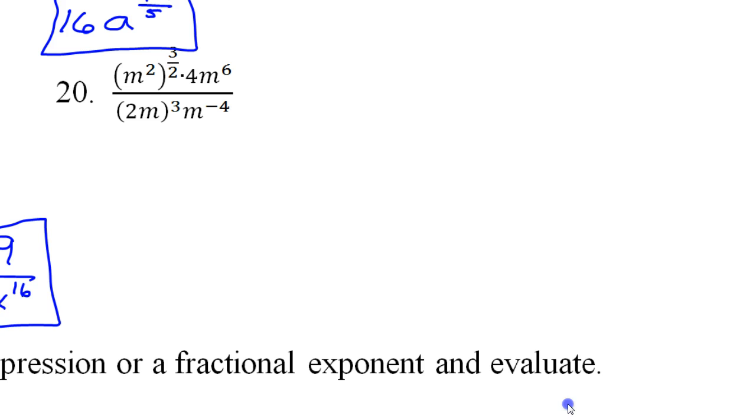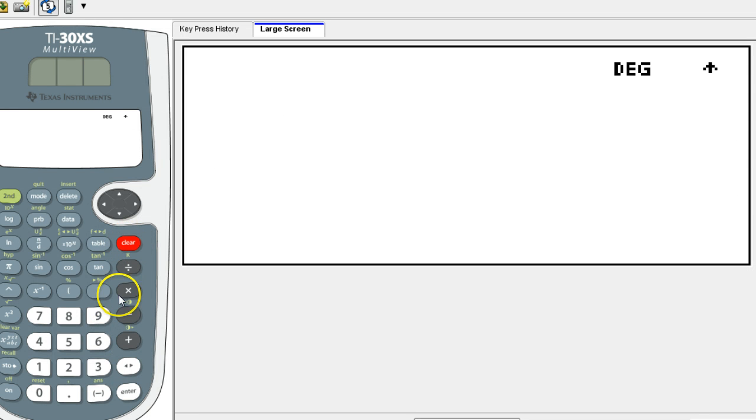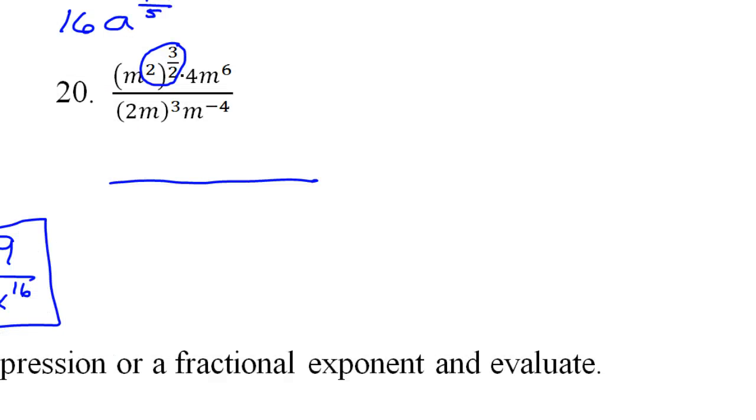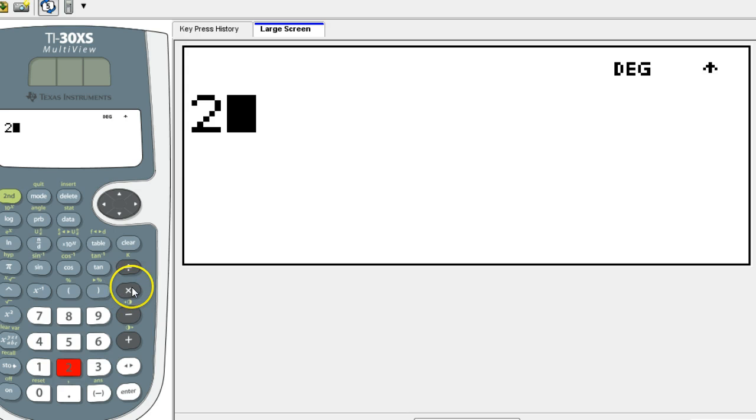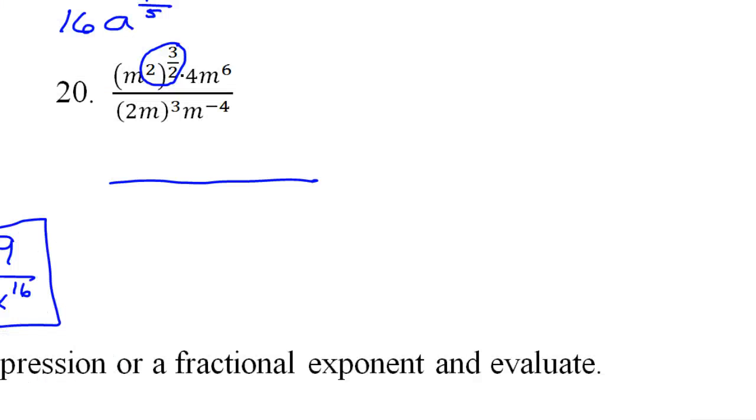Alright, now looking at number 20. A lot of complicated things going on. Let's deal with the parentheses first, everywhere. So this is in my way a little bit. Remember, when you have a power to a power, you're going to multiply. So we're going to have to multiply these together. Now, you should be able to do this one in your head. You've got your little backup system with the calculator, and you guys love to use it. 2 times 2/3. No, it's not 2/3, was it? 3 over 2.